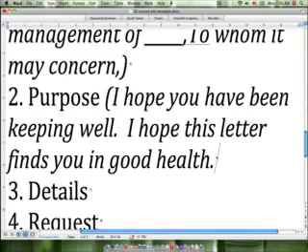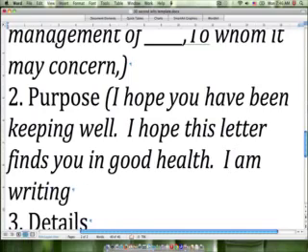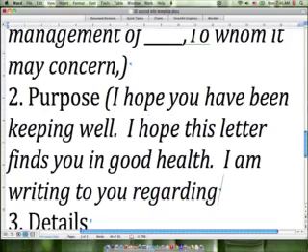Now, if we are writing to a company, we would probably be a bit more direct and would get directly to the purpose itself. And so this would be written as, I am writing to you regarding, and then in here we would include a noun of some kind. So I am writing to you regarding a problem I had, or regarding an urgent matter.